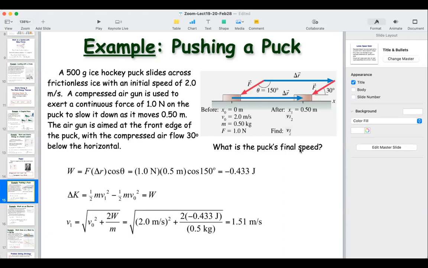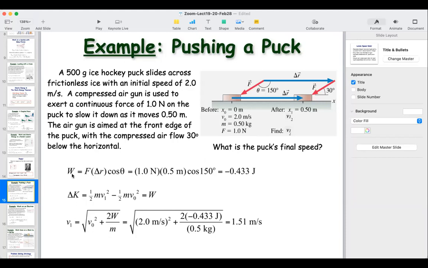What is the puck's final speed? Okay, so the initial situation is: initial position 0 meters, initial velocity 2 meters per second. The mass is 0.50 kilograms. The force applied is 1 Newton. Then we arrive after a certain displacement, which is 0.5 meters, and we need to find the final speed.